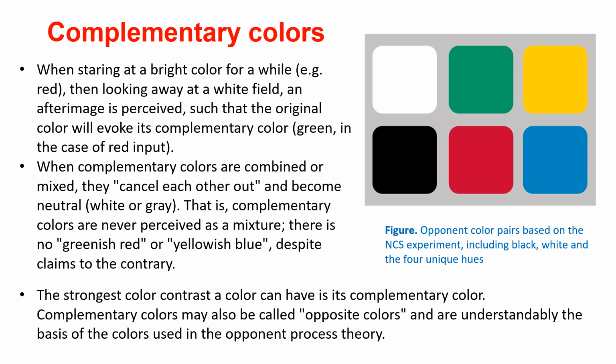The strongest color contrast a color can have is its complementary color. Complementary colors may also be called opposite colors and are understandably the basis of the colors used in the opponent process theory. Opponent color pairs based on the NCS experiment, including black, white and the four unique hues.